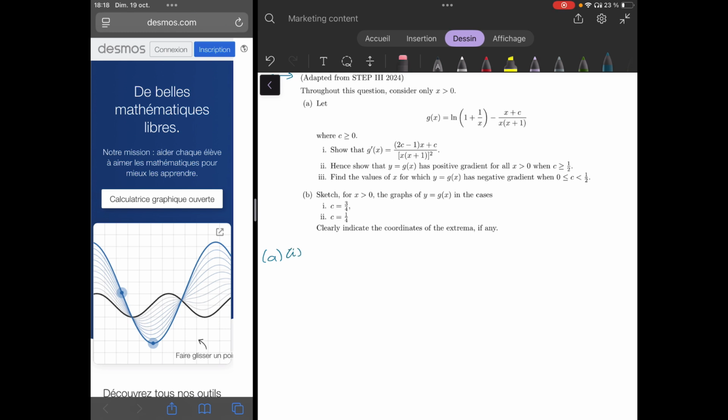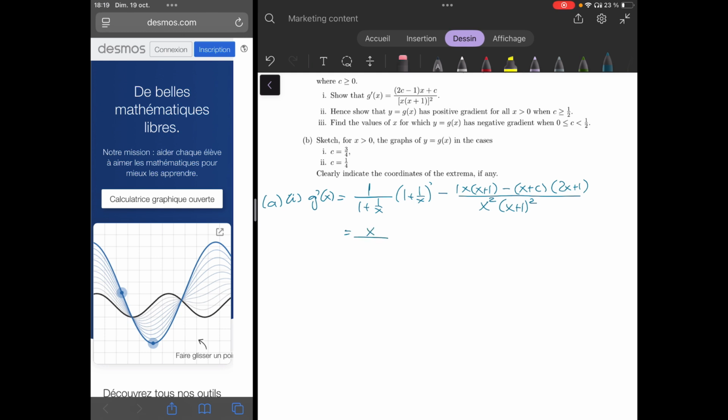Let's do it step by step, very carefully. The derivative of ln of u is 1 over u times du. The derivative of its second term can be found using the product rule. Simplifying the first term, simplifying the second term.